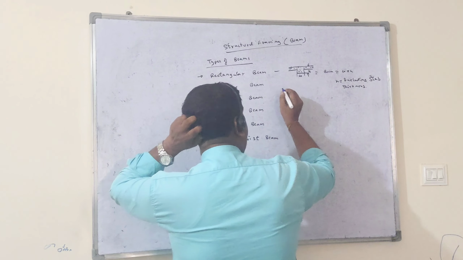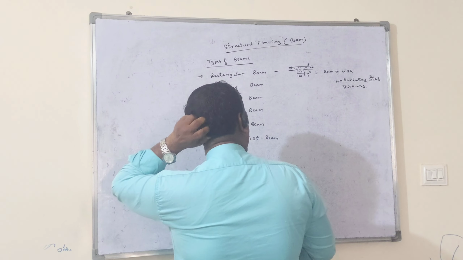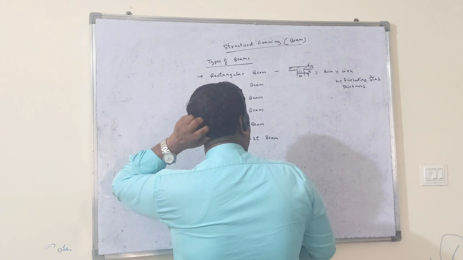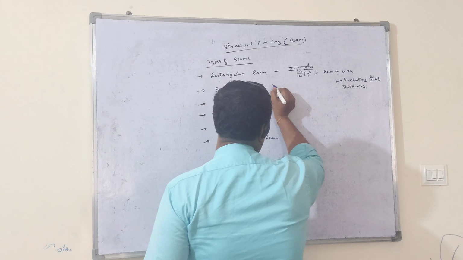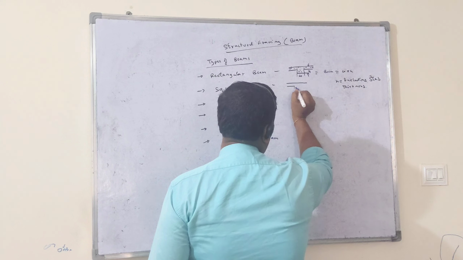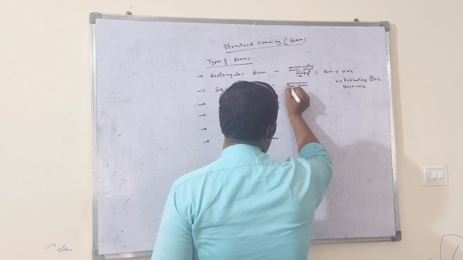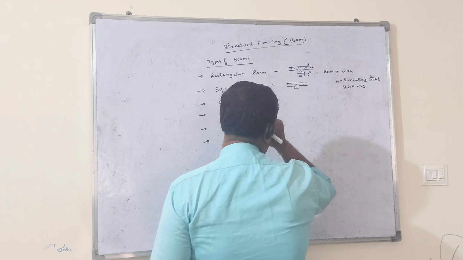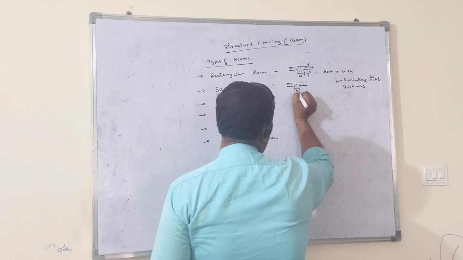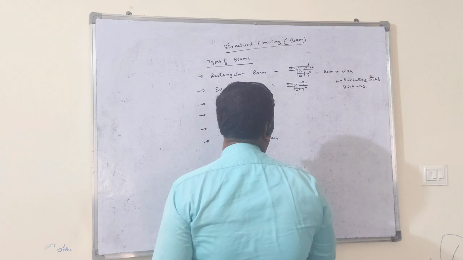So the rectangular shape of the beam means the width is different and the height is different. That type of beam we call a rectangular beam. Square beam means it looks like a square. The width and height have the same value. That type of beam we call a square beam. Here also we consider this as the width and this as the height.